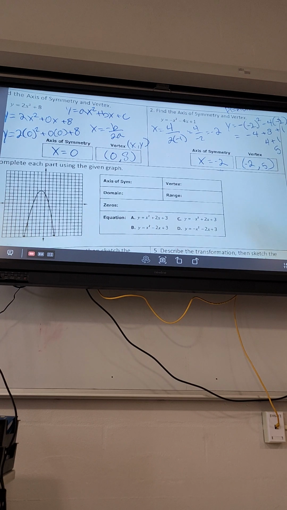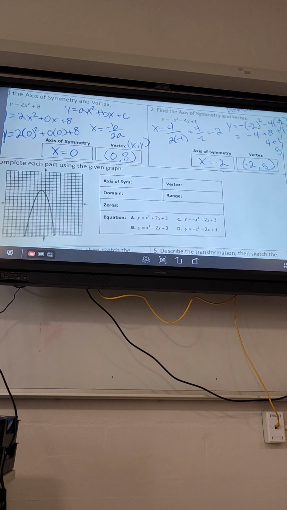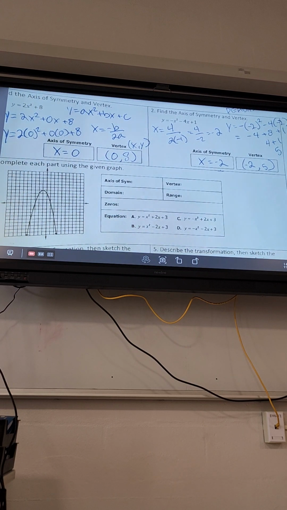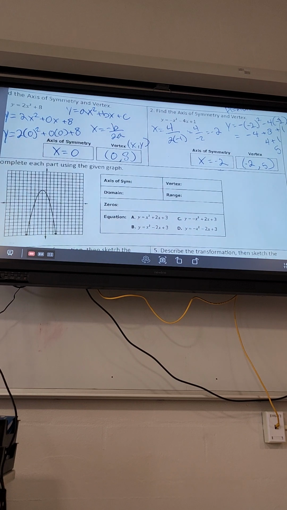Complete each part using the given graph. So let's go to the video. Okay. Complete each part given the graph. I know the graph is kind of small, and guys, on your test, since it's going to be on School City, you can enlarge the graphs and look at them, all right?